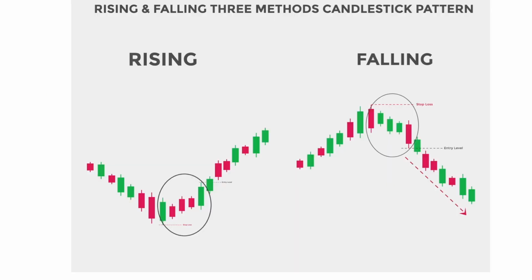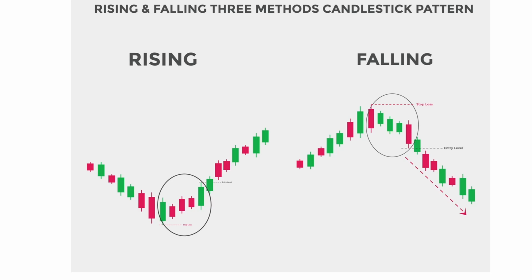Falling 3 methods. Falling 3 methods formation patterns are used to predict the continuation of a current trend, be it bearish or bullish. The bearish pattern is called the falling 3 methods. It is formed of a long red body followed by 3 small green bodies and another red body. The green candles are all contained within the range of the bearish bodies, which shows traders that the bulls do not have enough strength to reverse the trend.